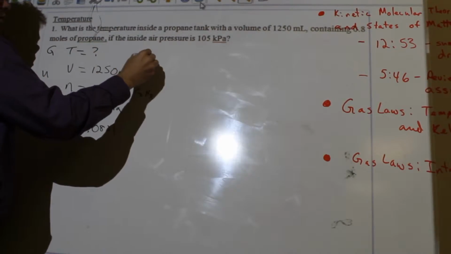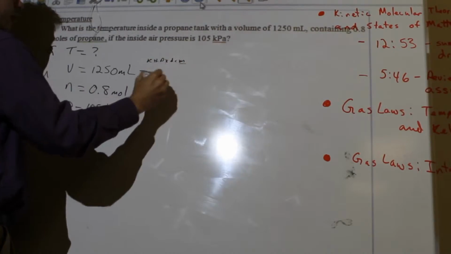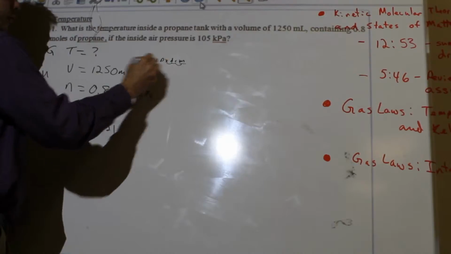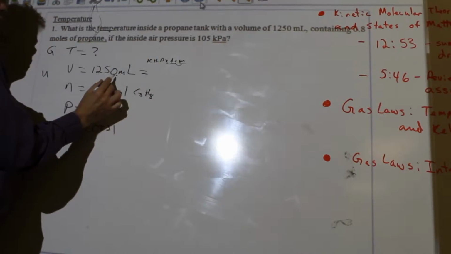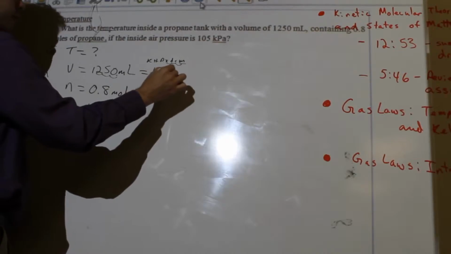Milliliters to liters. King Henry died while drinking chocolate milk. We're at milliliters and we're going 1, 2, 3. Here's the decimal. So we're going to go 1, 2, 3. So it's going to be 1.25 liters.